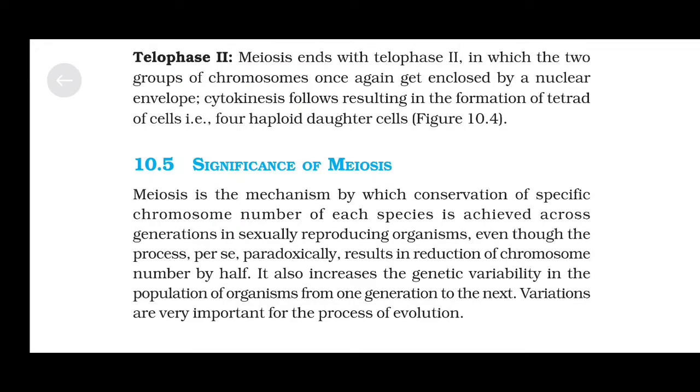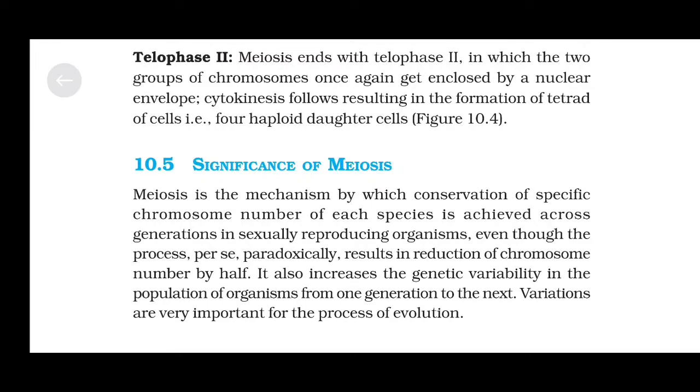Telophase 2. Meiosis ends with telophase 2, in which the two groups of chromosomes once again get enclosed by a nuclear envelope. Cytokinesis follows, resulting in the formation of a tetrad of cells, that is, four haploid daughter cells.